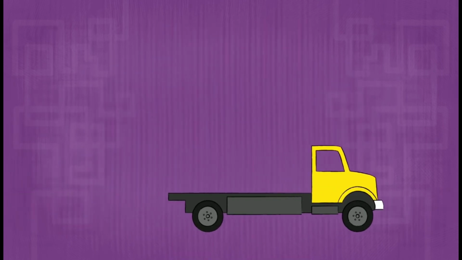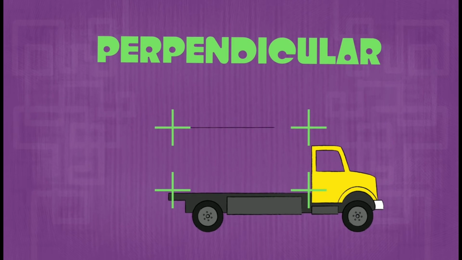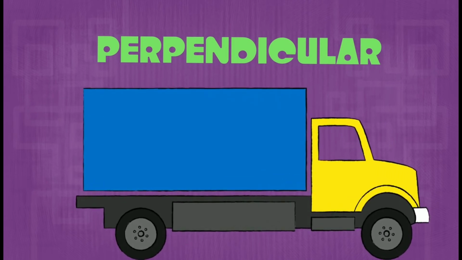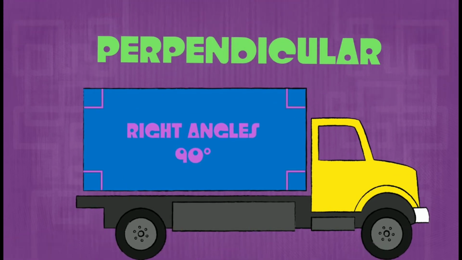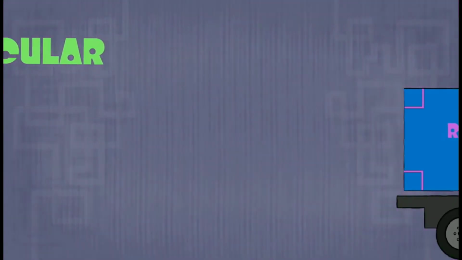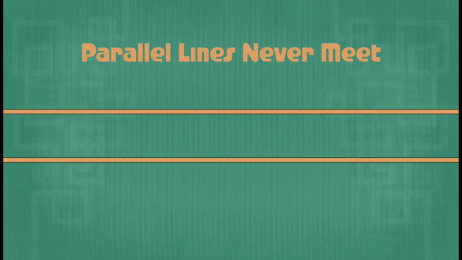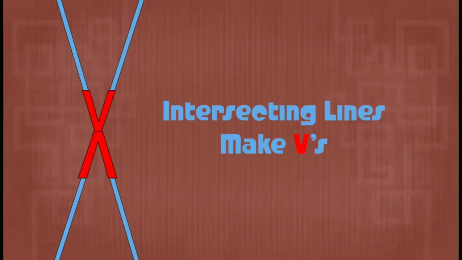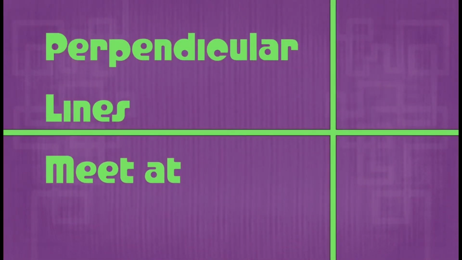You'll find lines that are perpendicular on a rectangle's perimeter. Or let's break it down even simpler: they make right angles in particular. Parallel lines never meet, intersecting lines make V's. Perpendicular lines meet at 90 degrees, put your hands in the air with me.